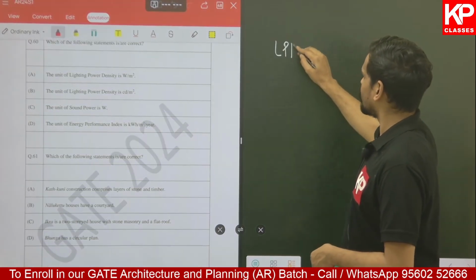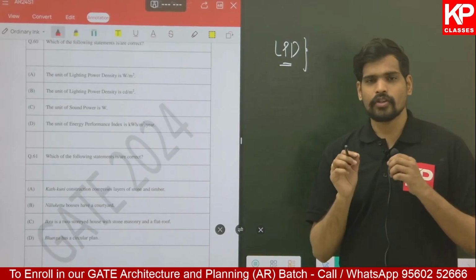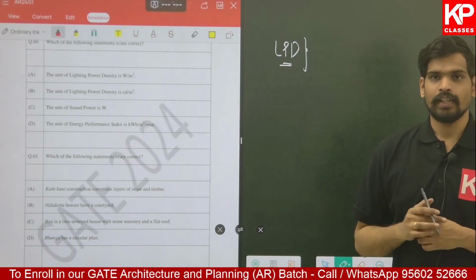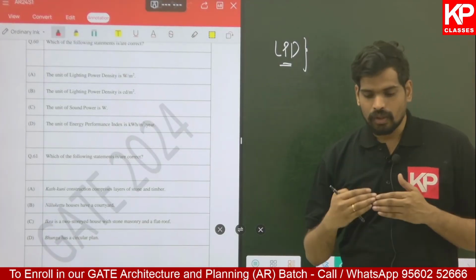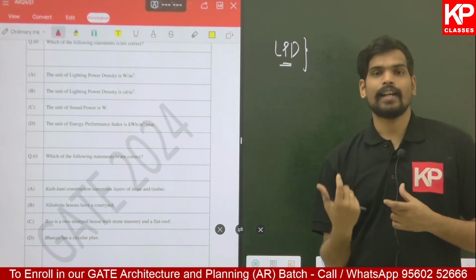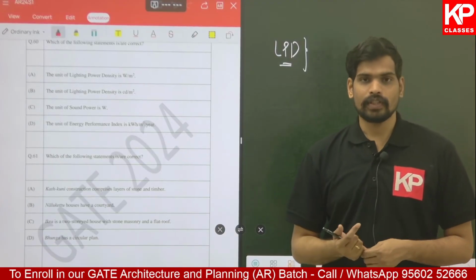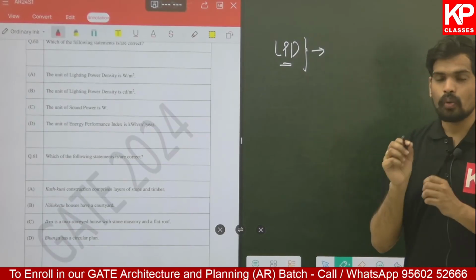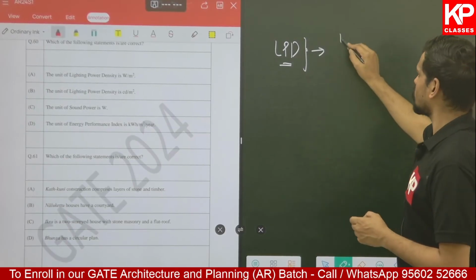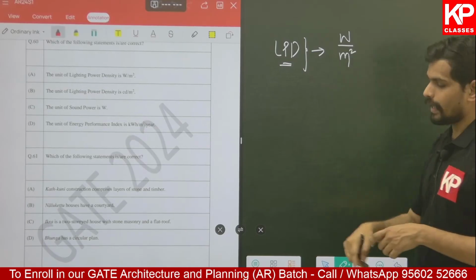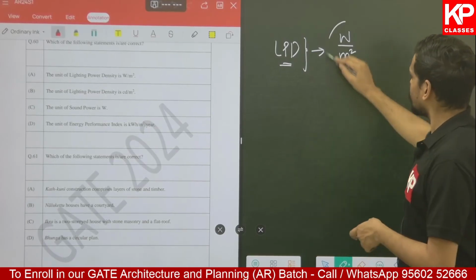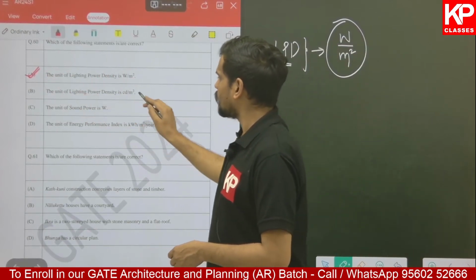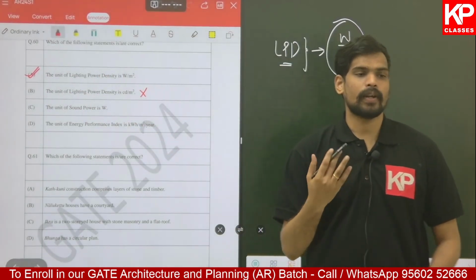So what is light power density? Light power density is a metric used for energy efficiency of lighting fixtures in a space. If I'm having lighting fixtures in a room, to understand if they're energy efficient or not, and the scope I have for improving their energy efficiency, we measure light power density, which is nothing but the total power of all the lighting fixtures, measured in watts, upon the floor area which it is illuminating. So light power density is measured in watt per square meter. Option A will be a correct answer, and right away, because option A is correct, B you can eliminate directly.